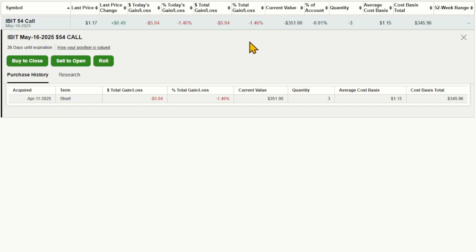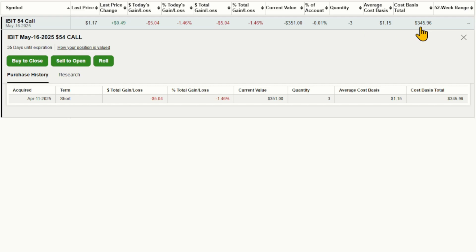So if I wanted to, instead of waiting 35 days until expiration, if I wanted to get out of this right now, you have the right to close these out. You would simply hit buy to close. And again, I'll show you this when we roll an option here in a minute, but you would buy to close and you would pay the current price to close that out. And again, right now it'd be just a little bit more than we received.